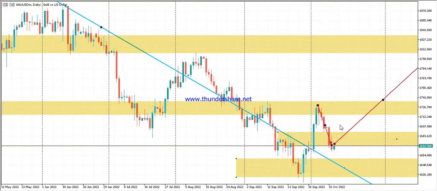And as it goes up with my general move, I expect it to come back and form some sort of shape before it continues back in that direction. It's going to form some sort of pattern before it continues. So it might even form a triangle around this area before it breaks out.